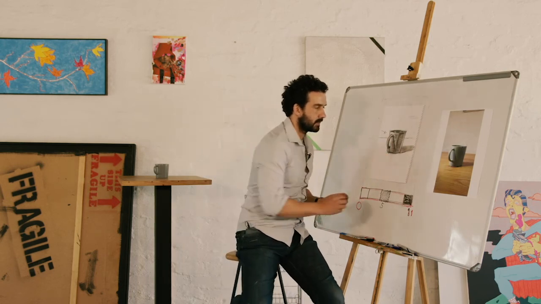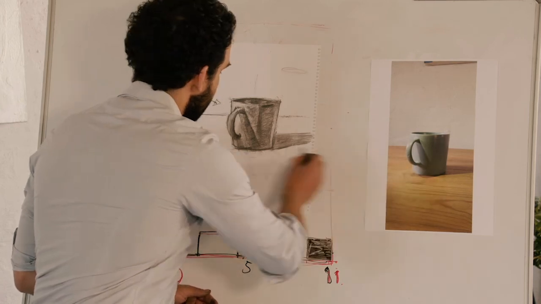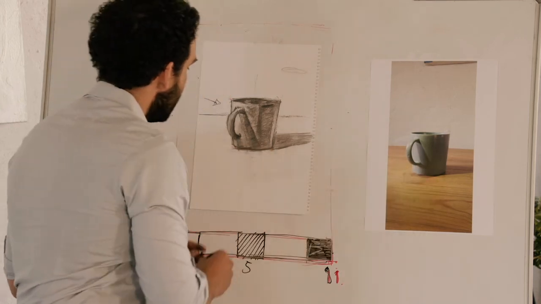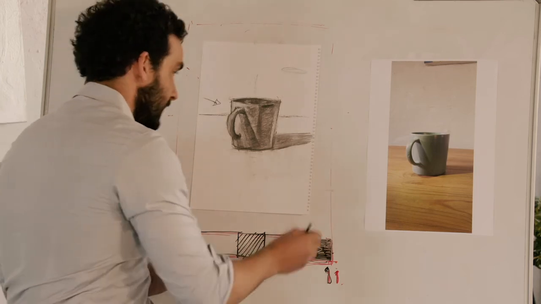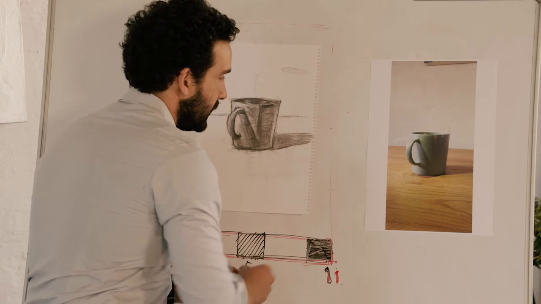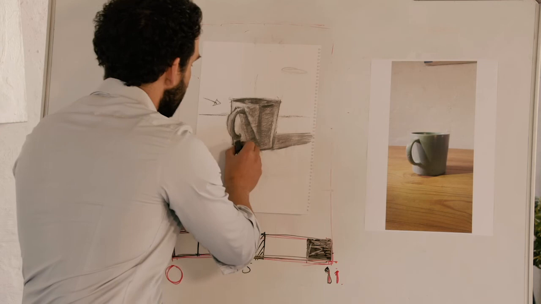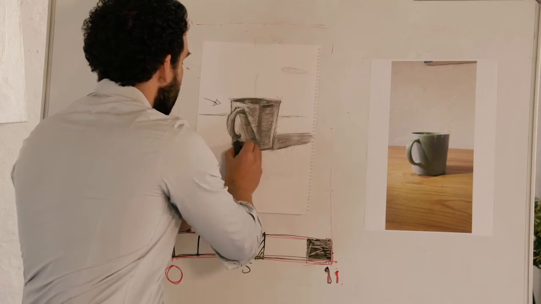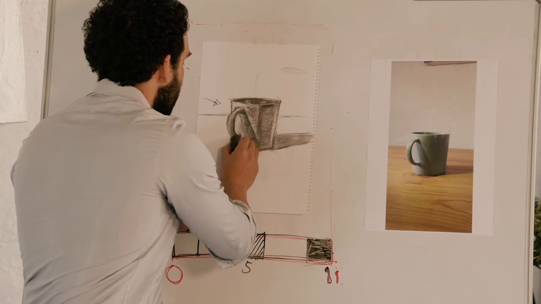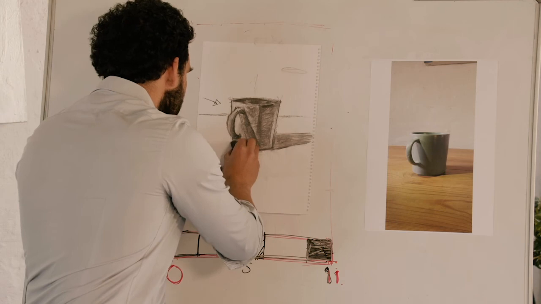For example, I would have a look at this little corner underneath the handle, and I would ask the question, am I getting it right? So I get my eraser, and I would say, well, this tone feels a bit too heavy over here. So I'm going to get my eraser and just lighten it up. Not quite a 1. And a bit lighter here.